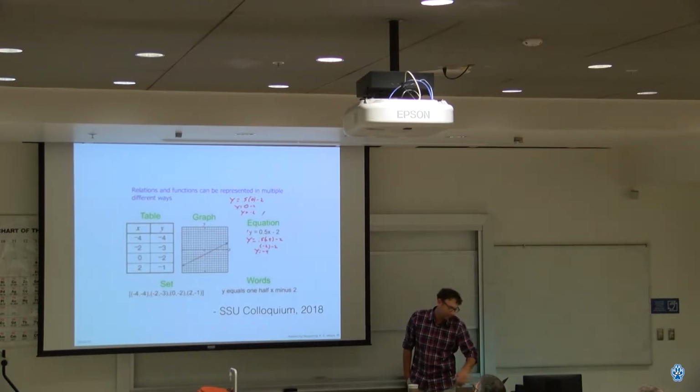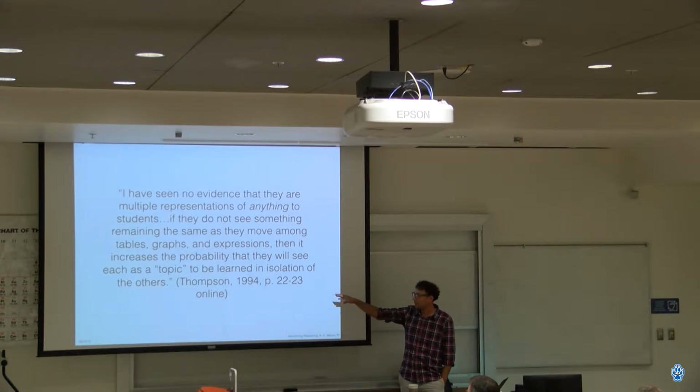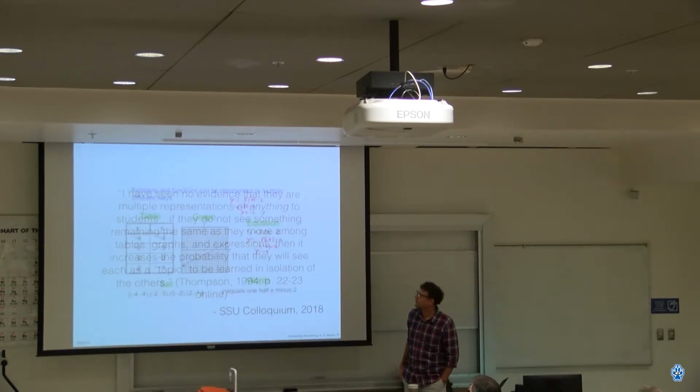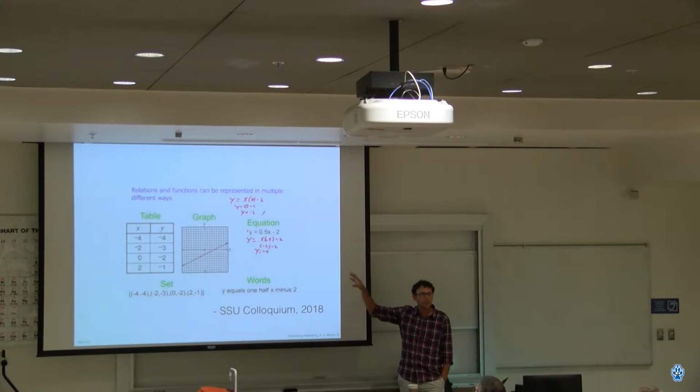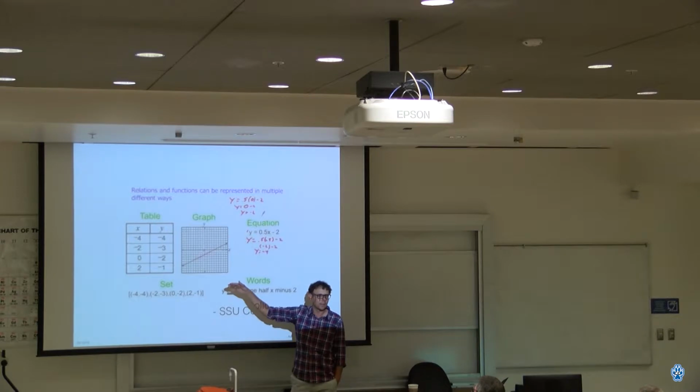And Pat Thompson summed this up very nicely all the way back 20-some years ago, where he made the claim, "I have seen no evidence that there are multiple representations of anything to students." Right? So what Pat was pointing out in his 1994 paper, which has been reiterated in mathematics education literature throughout the last 20-some years, is that often when we think about multiple representations, they're very isolated in our students' thinking. There are different games to be played with each one. So yeah, I can do some things here, I can do some things here, I can do some things up here, but they're often disconnected, so they become isolated topics.